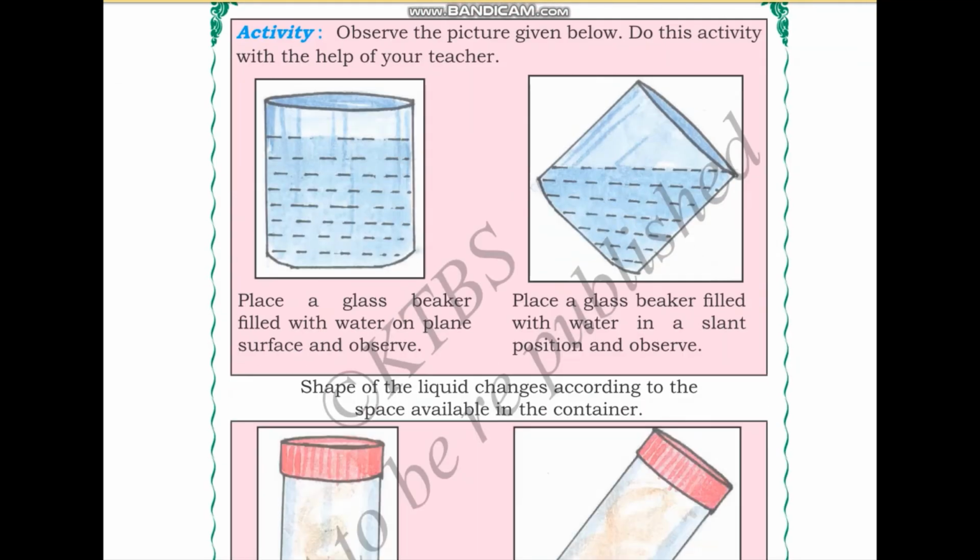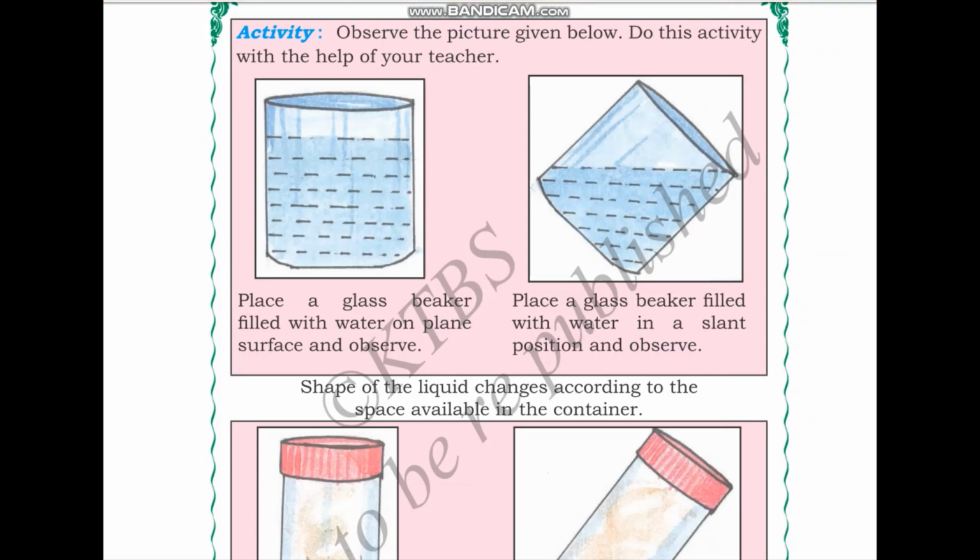Next, let us conduct another activity. Observe the picture given below, okay, and do this activity with the help of your teacher. So what this activity is doing is, first place a glass beaker filled with water on a plain surface and observe. So you're holding a water bottle or a glass beaker on a plain surface. Then we have to place it on a slant surface and observe. What is going to happen?